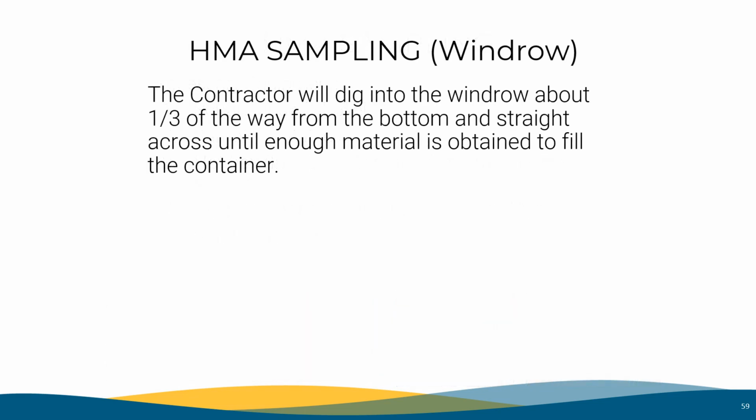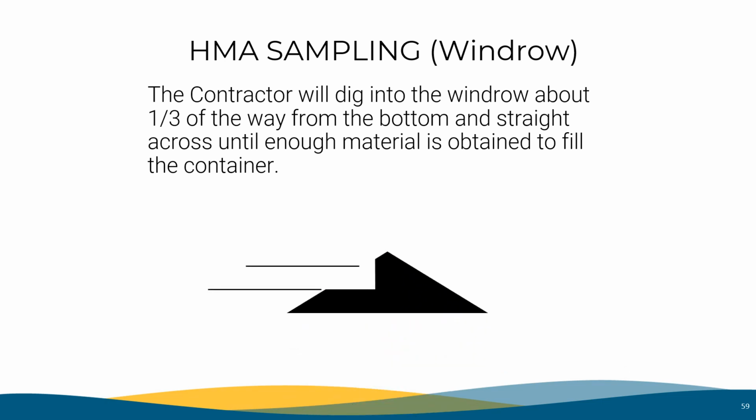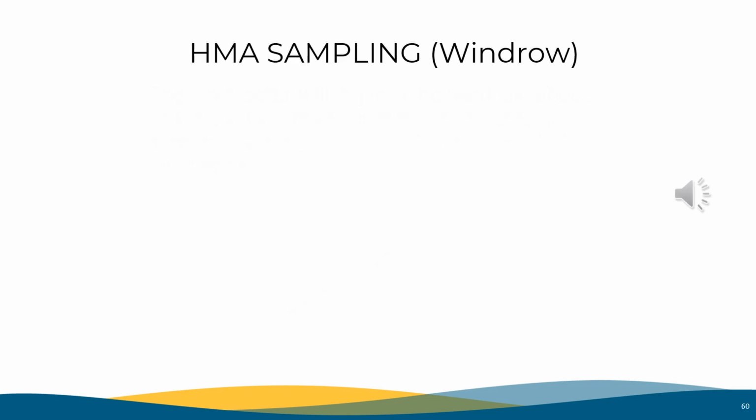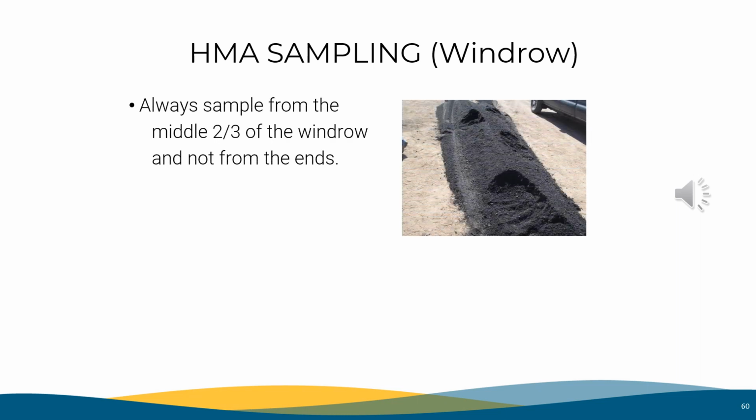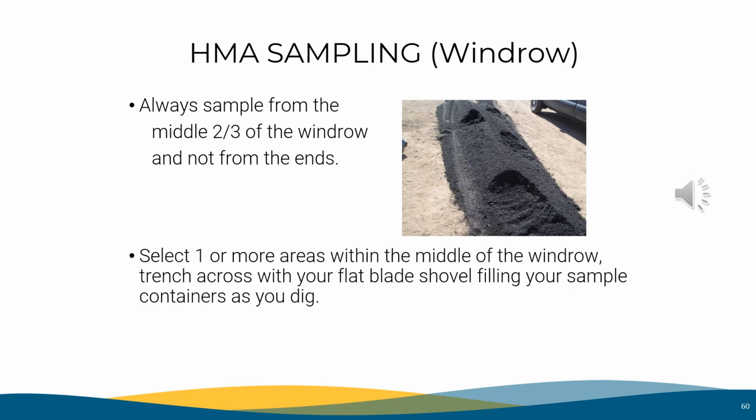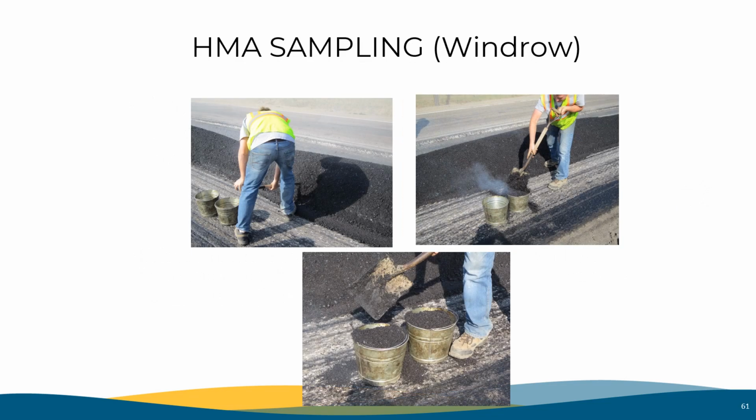Let's look at how to sample from a windrow. The contractor will dig into the windrow about 1/3 of the way from the bottom until enough material is obtained to fill the container. Always sample from the middle 2/3 of the windrow and not from the ends. Select one or more areas within the middle of the windrow. Trench across with a flat blade or shovel, filling your sample container as you dig.